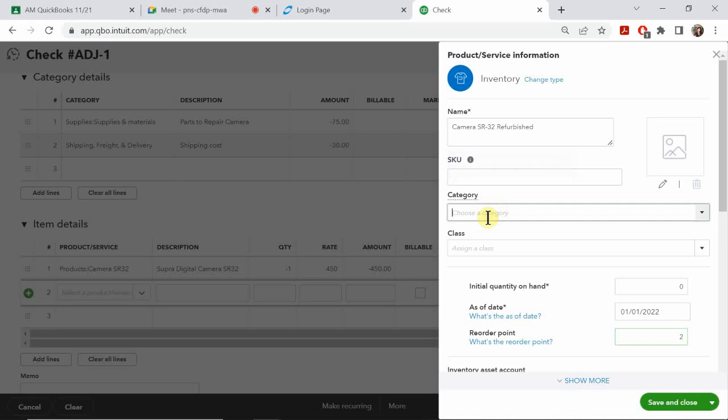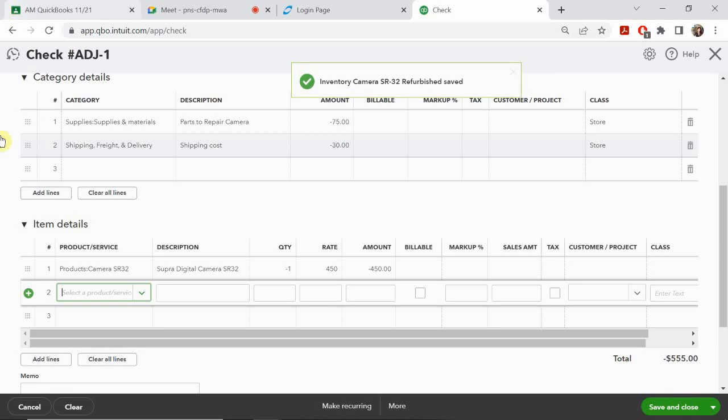Category, this is going to be products. Okay. Class is going to be store, because you sell the refurbished ones at the store. Okay, and that should be good enough. Let's see. There you go. So there you go. Now I have the refurbished camera in here.